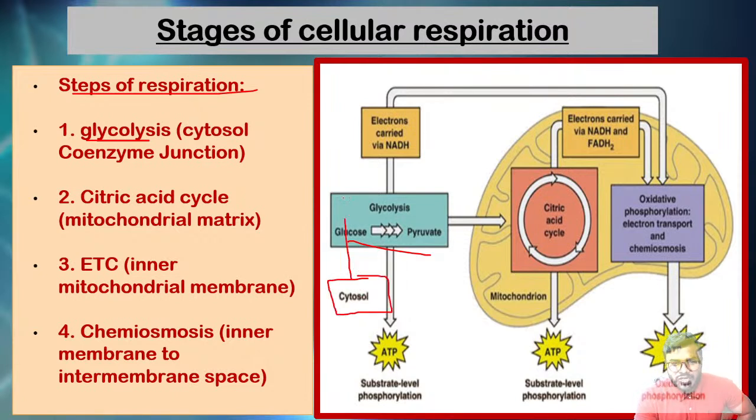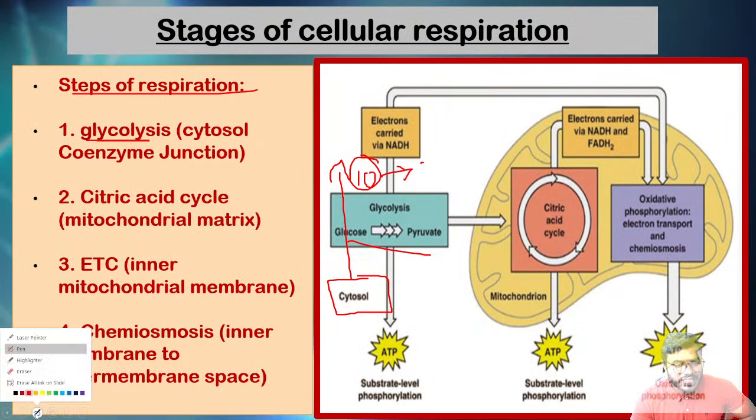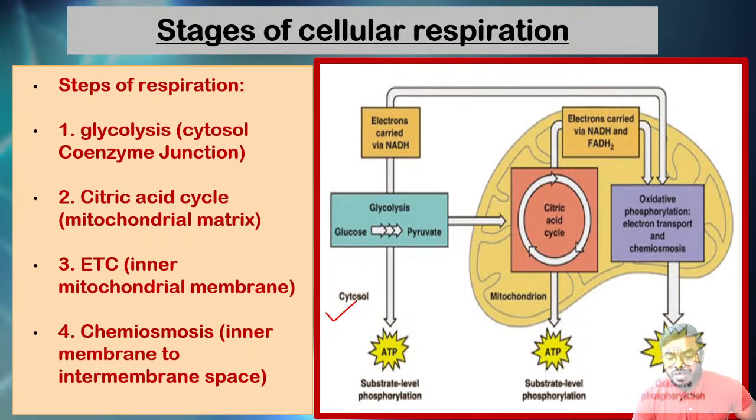What is the reason glycolysis has to take place only in the cytosol? Because we discussed that there will be a requirement of 10 enzymes. All those 10 enzymes are exclusively present in the cytosol only. That is the reason, friends, glycolysis always takes place in the cytosol. All the students follow my words correctly.